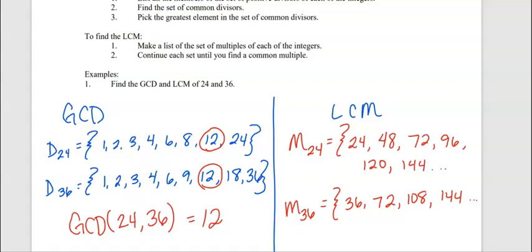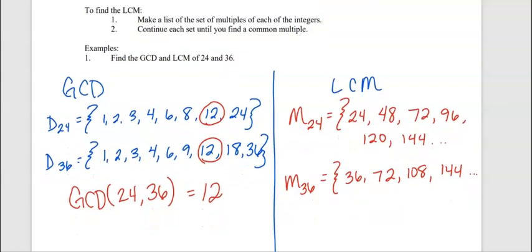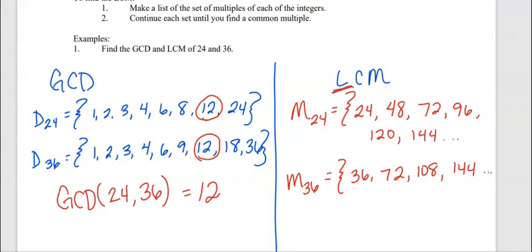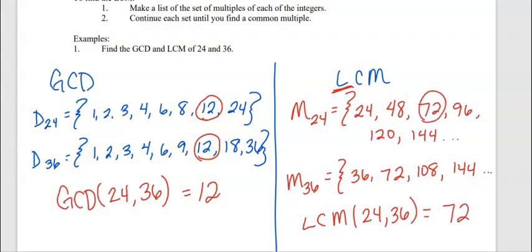and I'm going to stop there because I already recognize some common multiples. Now, in both lists, I see 72 and 144. Yes, 144 is a common multiple, but for this particular calculation, we're looking for the least common multiple, the smallest common multiple of 24 and 36. So the smallest common multiple of 24 and 36 would be 72, because that is the smallest multiple that appears in both lists, in both sets.